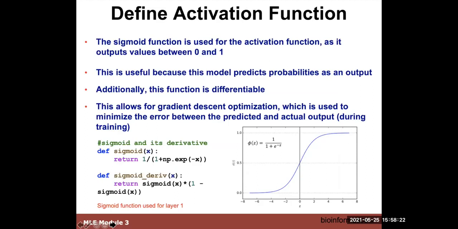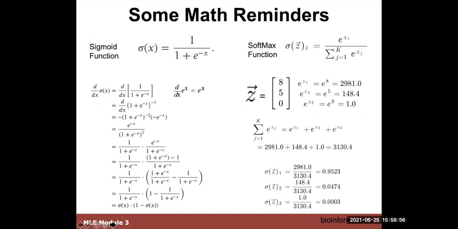So as we use a neural net, we have to define this activation function. The sigmoidal function is very commonly used. It's a threshold that sort of mimics a step function, but it's not a perfect step function. It's differentiable, which helps because we have to calculate derivatives, especially for gradient descent optimization, which is used to minimize the error between the predicted and actual. So this just defines the sigmoidal function, and also the derivative of the sigmoidal function. And as I said, the sigmoidal function is used for layer 1.